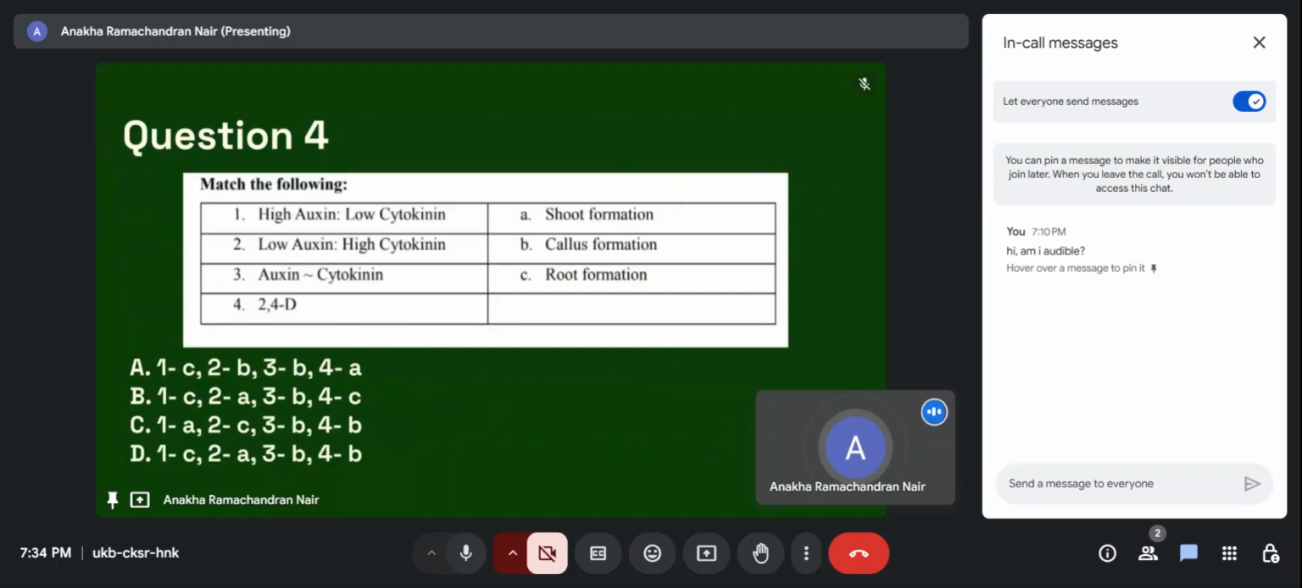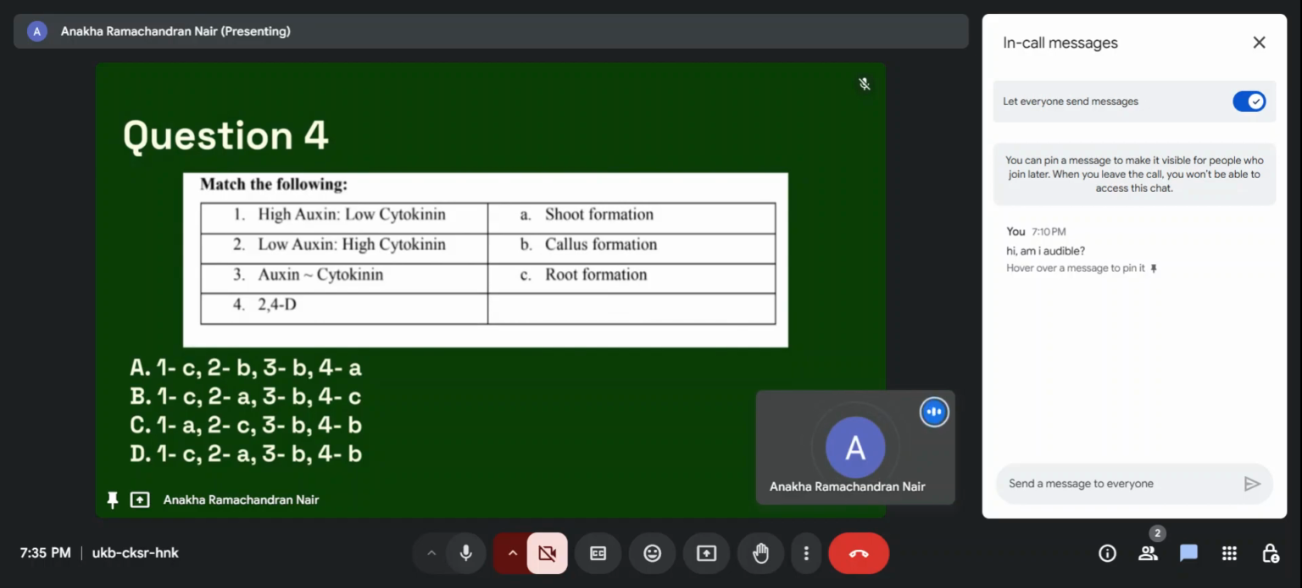So let's move on to question number 4. Question number 4 is you have to match the following, and on the left hand side you have four options: high auxin to low cytokinin. Option 2 is low auxin to high cytokinin. Option 3 is auxin and cytokinin proportional to each other, and option 4 is 2,4-D. And on the right hand side you have three options: shoot formation, callus formation, and root formation. So you have to match the following. That means what proportion or what plant hormone will be used for these three processes, that is shoot formation, callus formation, and root formation.